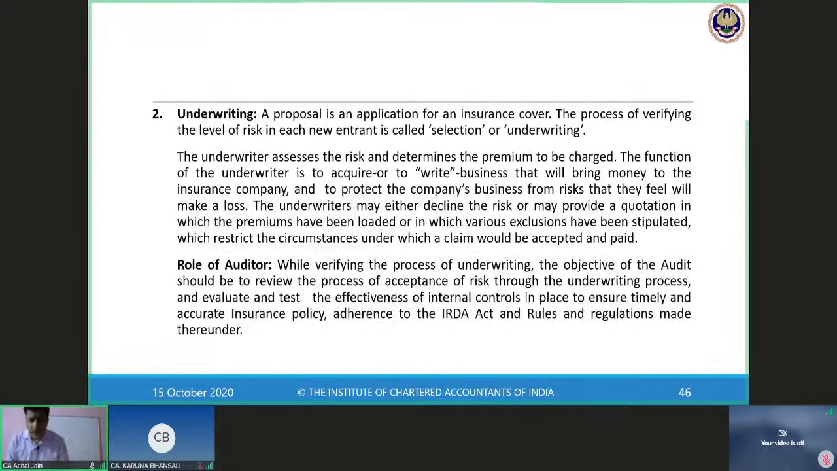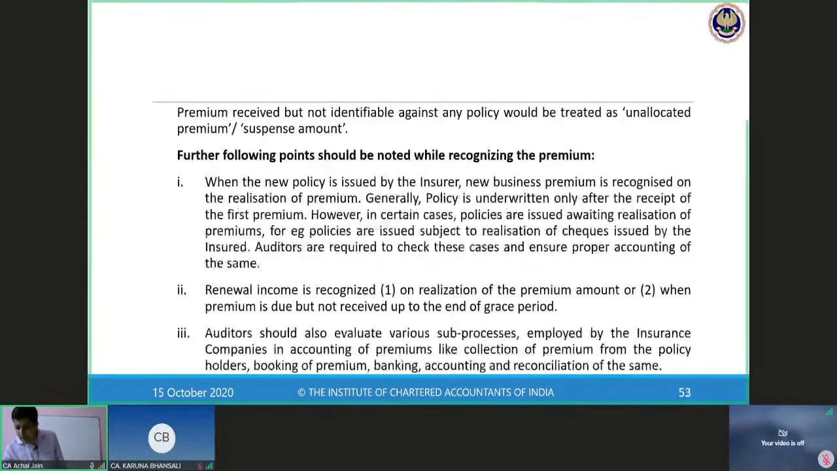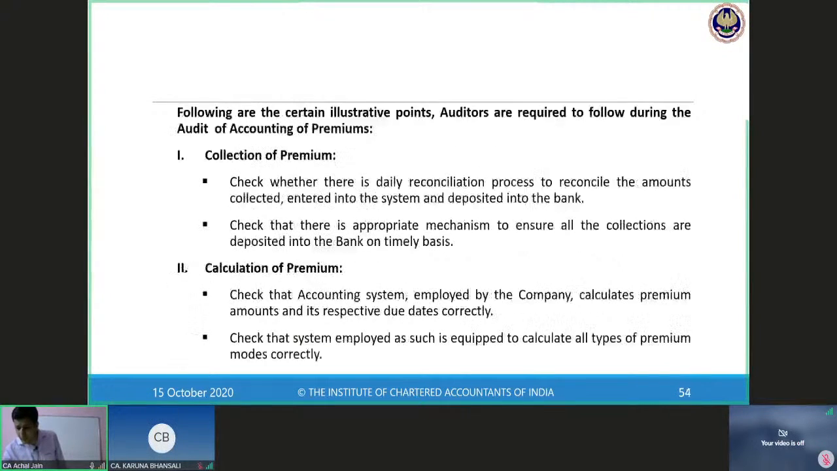So what's the role of the auditor over here? While verifying the process of underwriting, he should review the process of acceptance of risk and evaluate the effectiveness of internal controls over here. Next is reinsurance, free look cancellation. Some of these things we'll discuss separately when we move on to some of the items of the financial statements, which we can start now.